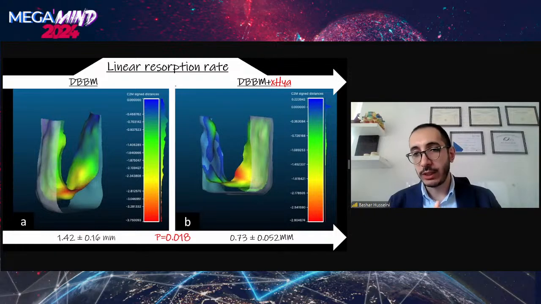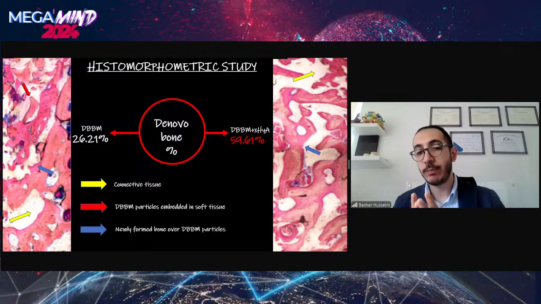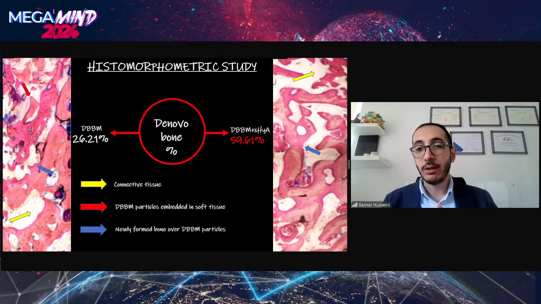It's good for the quantity. What about quality? My histology clearly shows that we have better bone formation. The de novo bone formation was 59.61% at 4 months. That's why I like to use this one. Okay for the bone. What about the soft tissue?